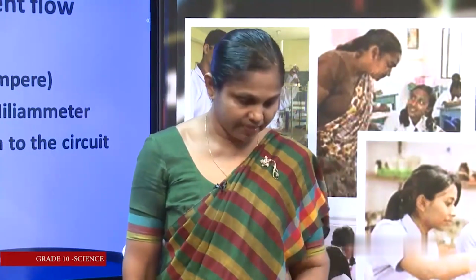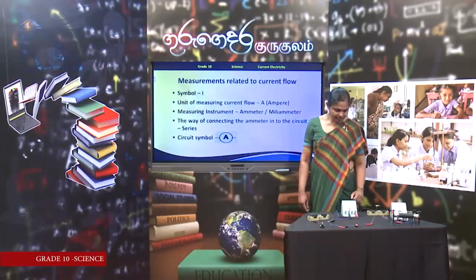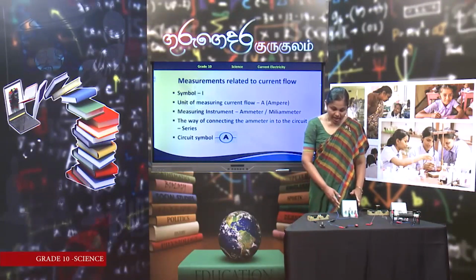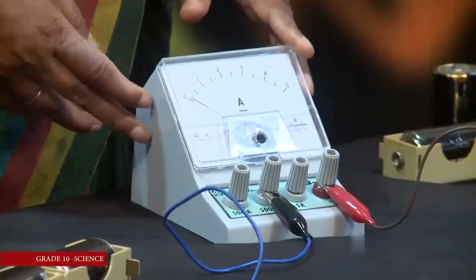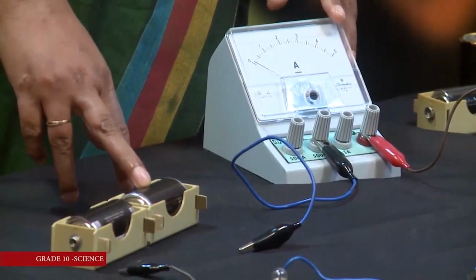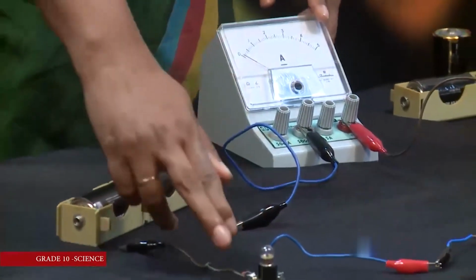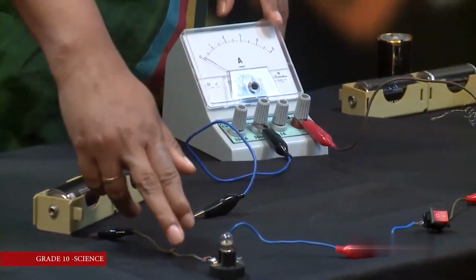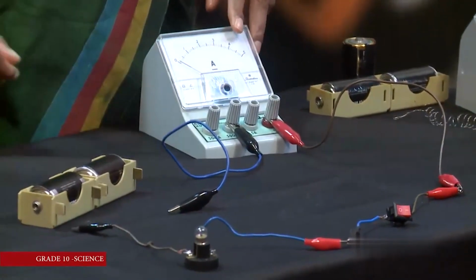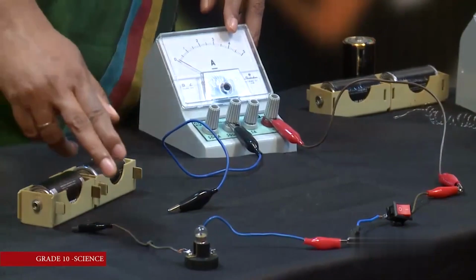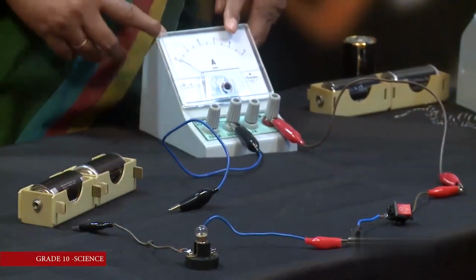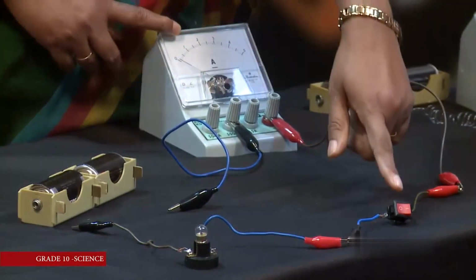Here, children, I have an ammeter and a power source. There are two dry cells connected together and a bulb. This bulb is normally connected. This is not essential to connect to all circuits, but just to identify where the current flows easily, a bulb can be connected. And this is the switch.